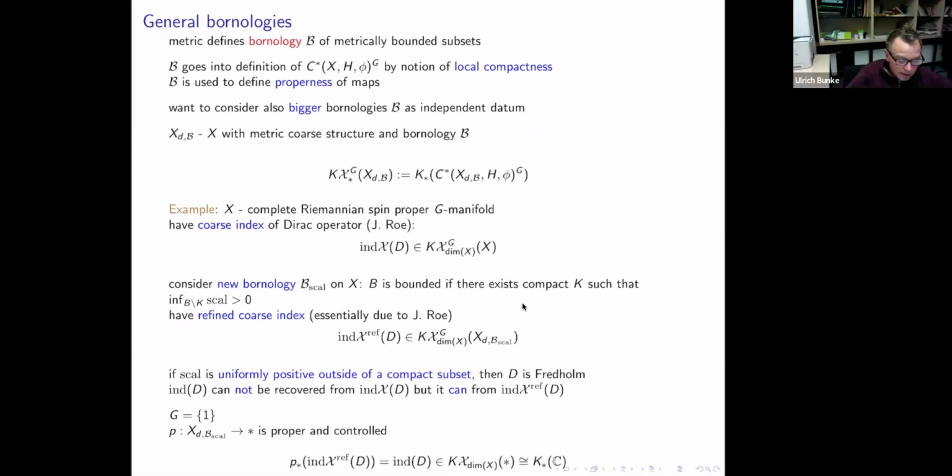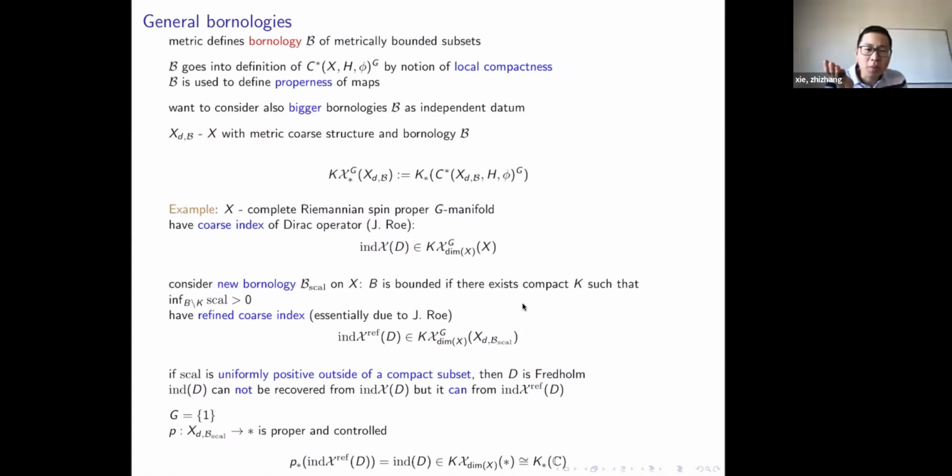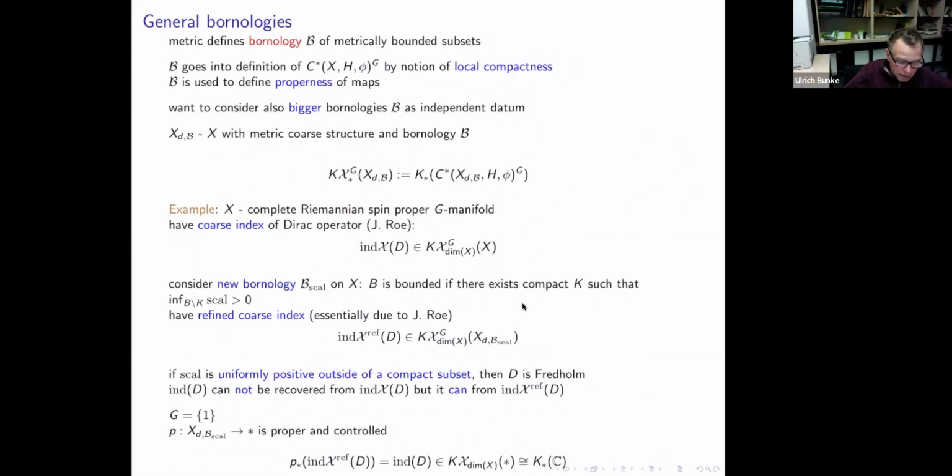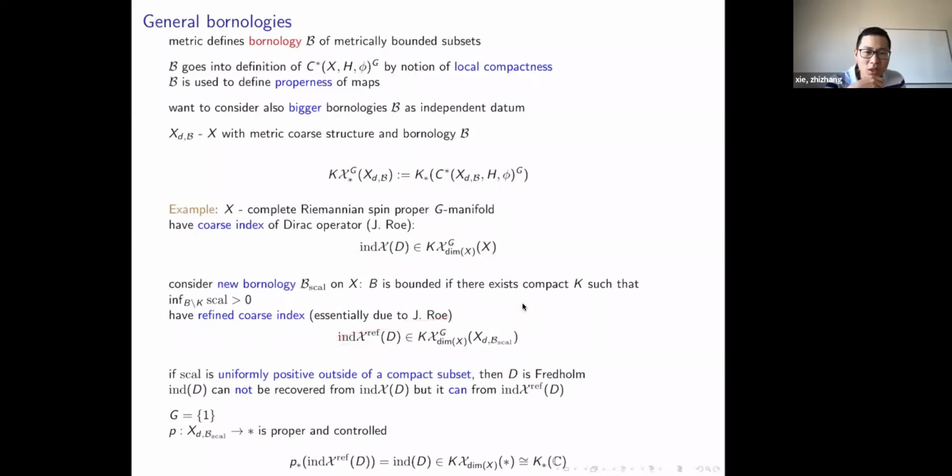No, this is just an example. To define the index, yes, you need this positivity. But just for the bornology, you can define, for example, what if I just pick a scalar curvature lower bound by some negative number? Would that work too? Yeah, but then I don't have this index, yes.